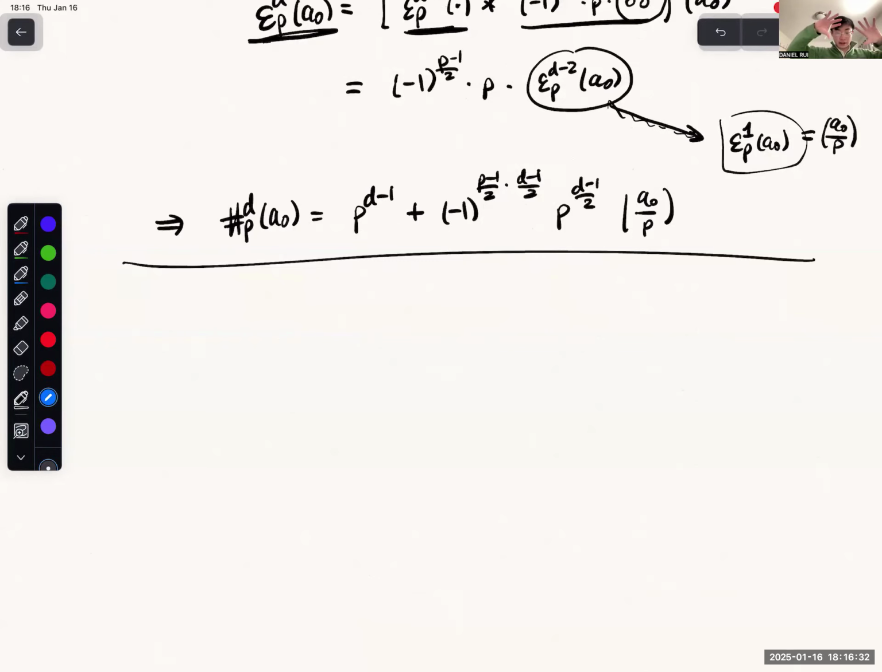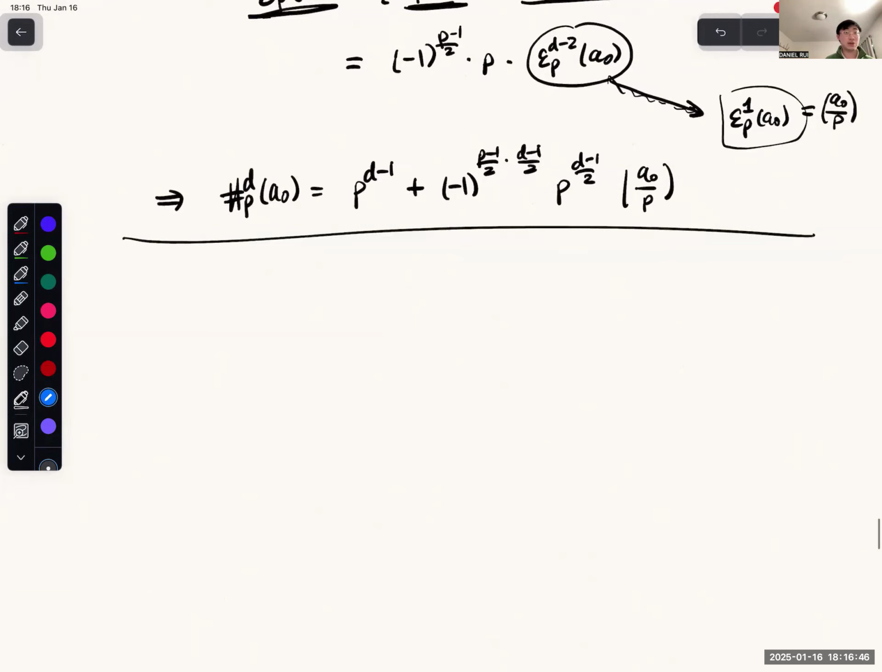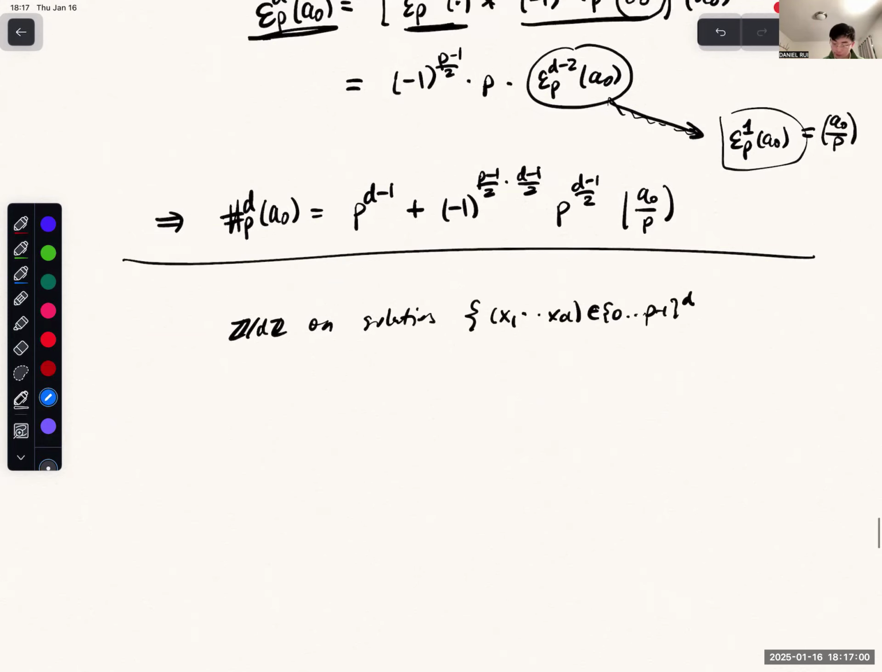Spheres have a property where I can rotate them, and they are still invariant. So if I count the number of points on a sphere, I can rotate it, and it must still be the same count. In other words, what am I doing? I'm considering the action of Z mod dZ on solutions x1 through xd in {0, ..., p minus 1}^d, with x1 squared plus ... plus xd squared equals 1, let's say.